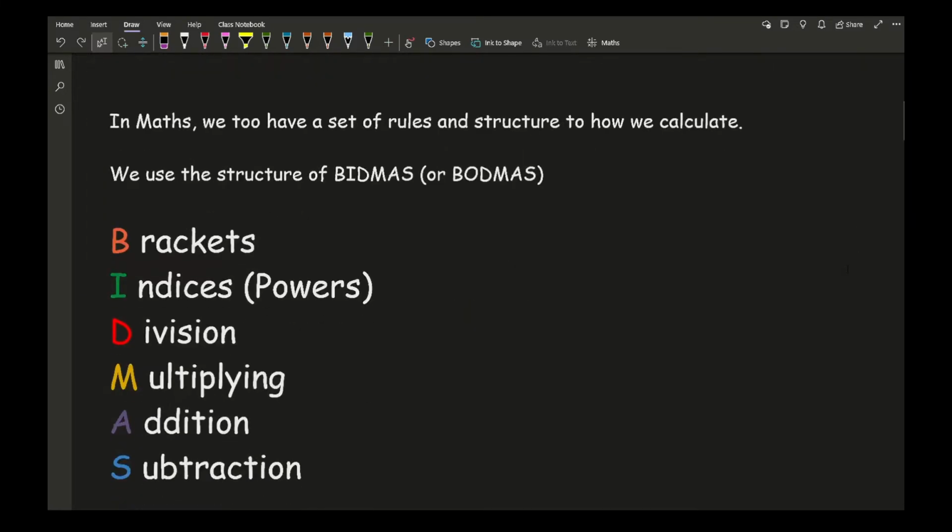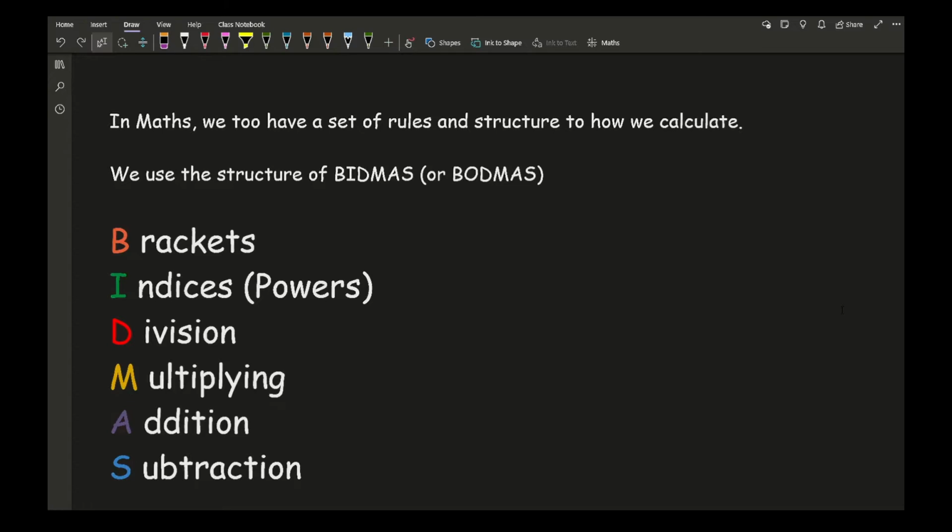Now in maths, we too have a set of rules and a structure to which we calculate things. So the structure we use is following BIDMAS or BODMAS as it's sometimes known. Now the B, the I, the D, the M, the A, the S are all references to the types of operators that you can use in mathematical calculations. And this is the order in which you need to complete things.